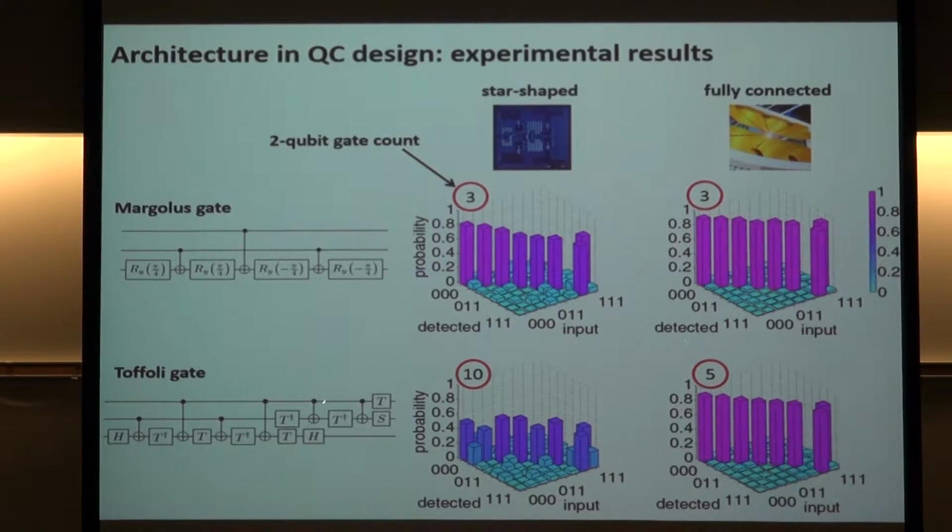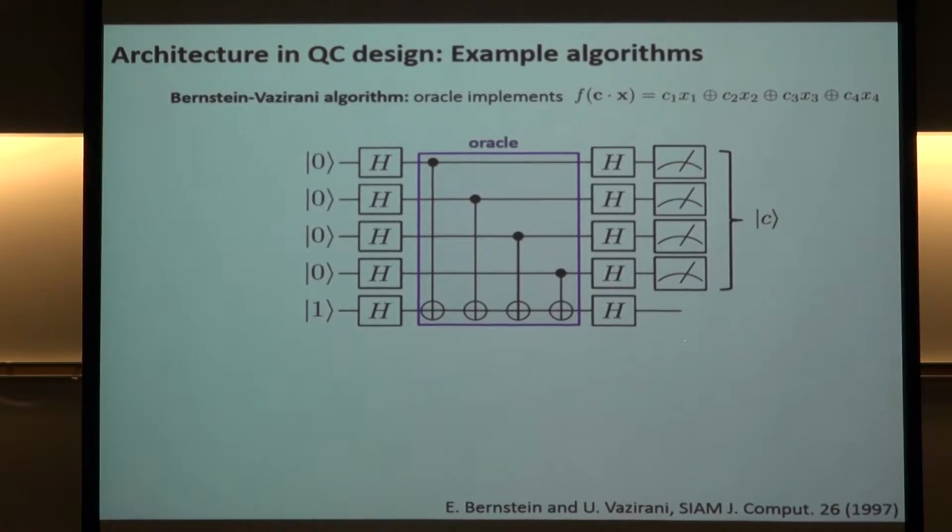And that's simply because in order to do these here, you need some additional swap operations to be able to implement this. Okay, the second set of examples is two algorithms, and they are sort of textbook quantum algorithms, if you like. They're oracle algorithms.